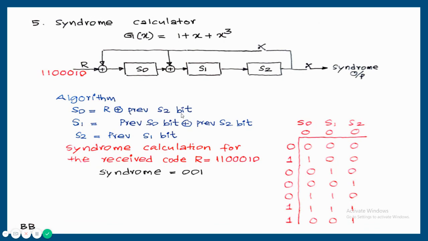Now using this algorithm, the calculation is made and finally the syndrome is equal to 0, 0, 1. In the previous division method also we got the same answer, 0, 0, 1. It was x square, and the same syndrome we are getting here, 0, 0, 1. That is why it is called a syndrome calculator. This system is capable of calculating a 3-bit syndrome from a received code. And now this can be used for the implementation of the decoder.